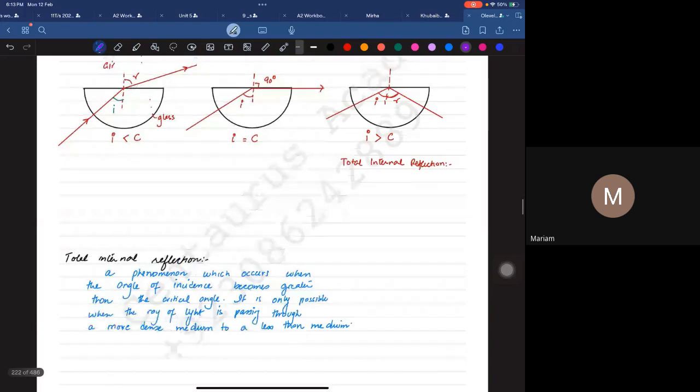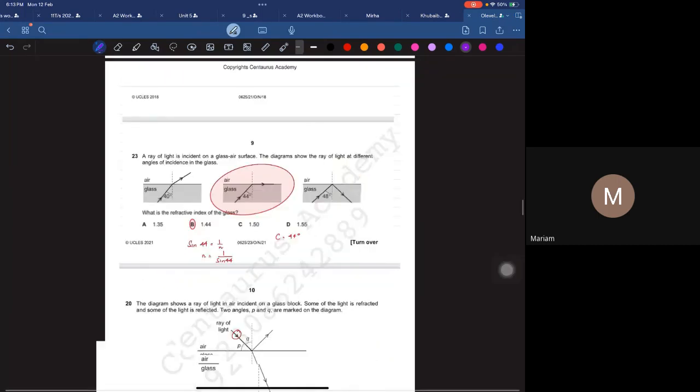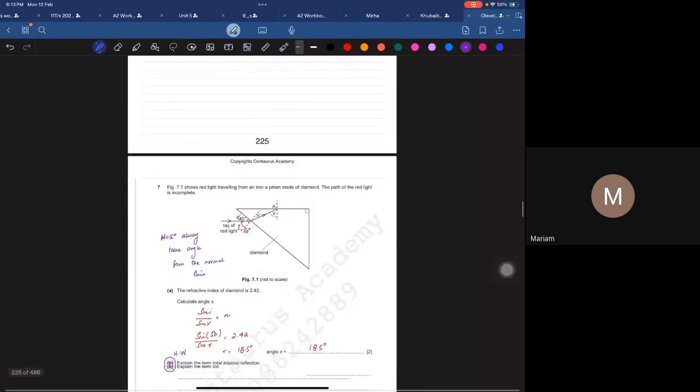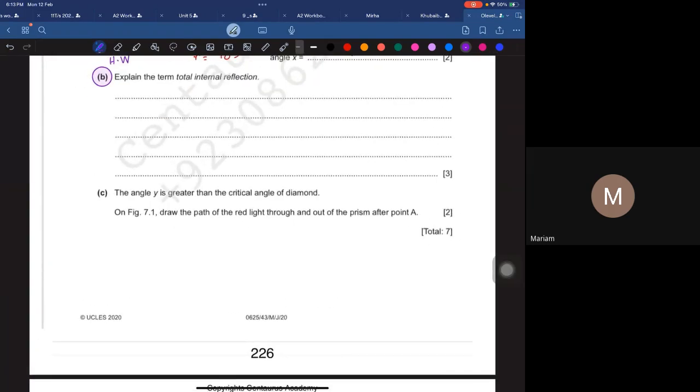and you will see that I have written: it is a phenomenon when the angle of incidence becomes greater than the critical angle. This is when it occurs, right? And it is only possible when the ray is moving from less to more dense, right? So you guys need to remember this. Please write that and you will get full marks. Anyhow, the important question comes here when they say the angle y is greater than the critical angle of the diamond. So draw a path of red light through and out of the prism after point A.